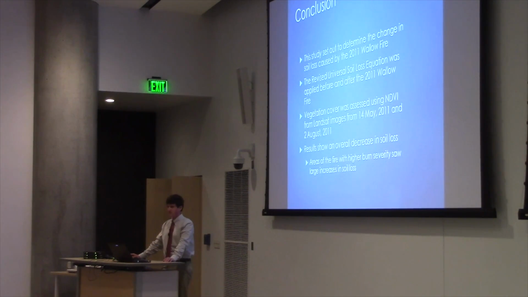So in conclusion, the study set out to determine the change in soil loss caused by the Wallow Fire. And to do this, the revised universal soil loss equation was applied both before and after the fire took place. Vegetation cover was assessed using NDVI from Landsat images on the 14th of May and the 2nd of August, 2011. The results show that there was an overall decrease in soil loss after the fire occurred. However, areas of high burn severity of the fire showed dramatic increases.